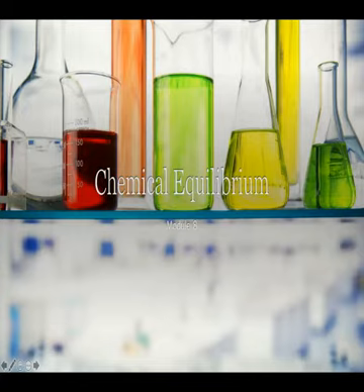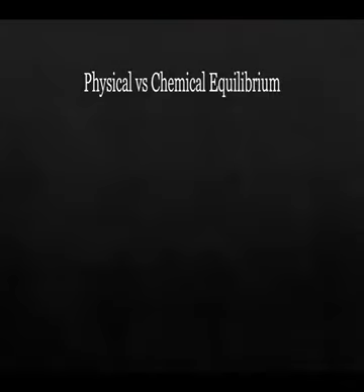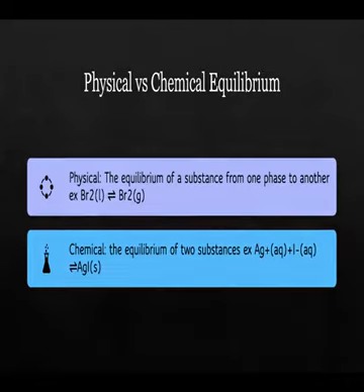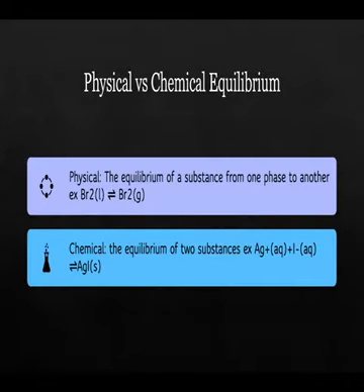Today we're going to be talking about chemical equilibrium. Even though we're focusing on chemical equilibrium, it's still important to know the difference between physical and chemical equilibrium. Physical equilibrium is the equilibrium of a substance from one phase to another. And chemical equilibrium is the equilibrium of two substances. This includes the starting materials and products.